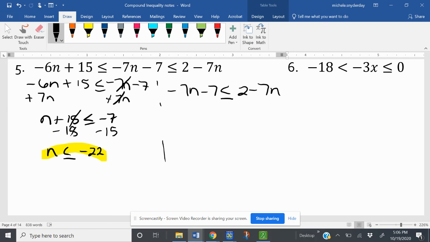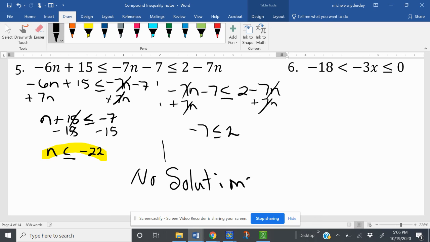And then on the right-hand side, let's go ahead and add 7n to both sides. And our n's go away, and we've got negative 7 is less than or equal to 2, which is true, but we don't have any n's. So that's not very helpful. So this would be a no solution. There aren't any n's left in the second half of this inequality. No solution.